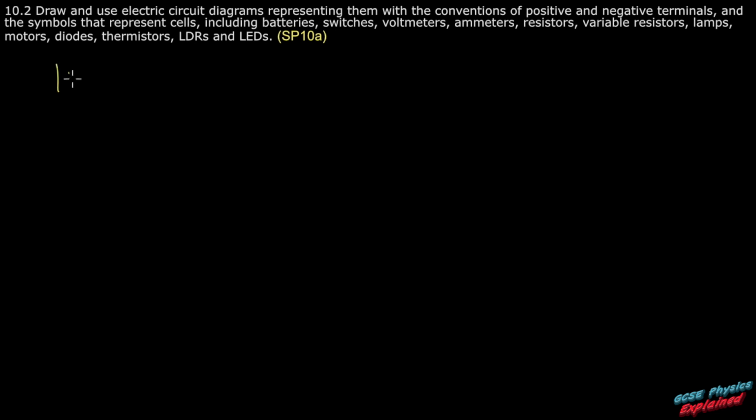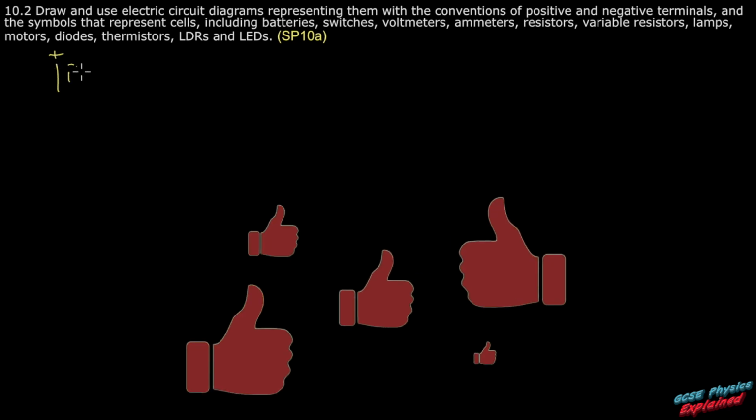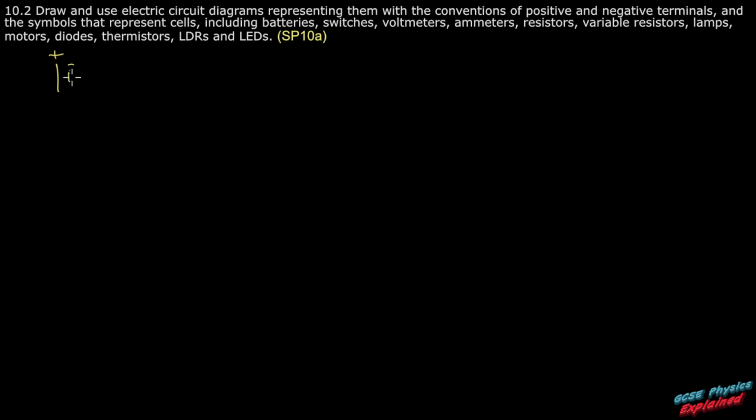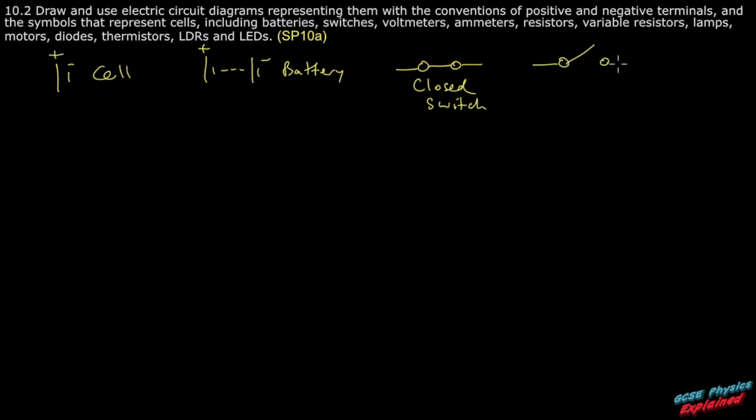So a cell looks like that. The large side is the positive terminal and the small line is the negative terminal. As I tell my students, if you add something it gets bigger, and if you take something away it gets smaller. So you can remember the small side is the negative side and the big side is the positive side. The battery is very similar to a cell. Looks like that. The switch, Harry Potter's glasses. So that's a closed switch. An open switch just looks like someone's left the gate open.